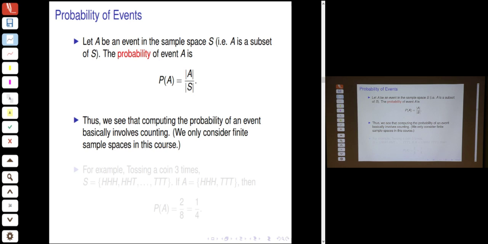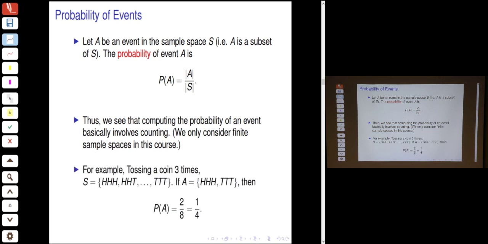Okay. But I hope this is fairly intuitive, right? So you have an event and you want to calculate the probability of that event. So the way to calculate is you count the size of the event divided by the size of the sample space.